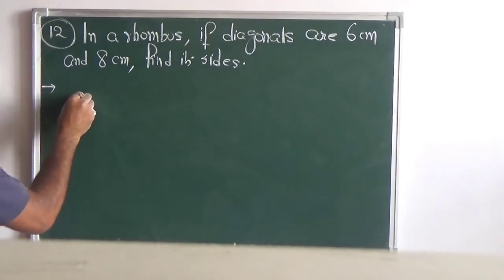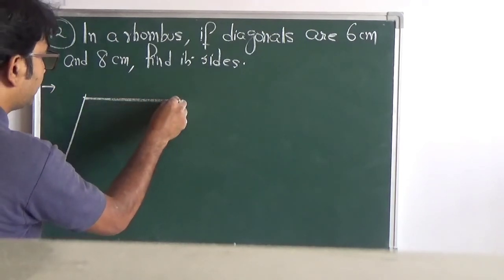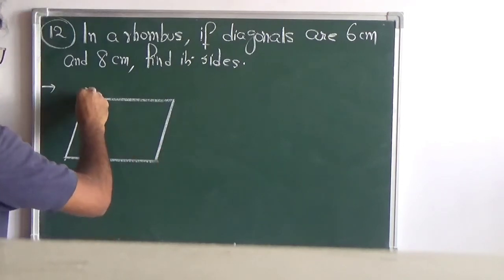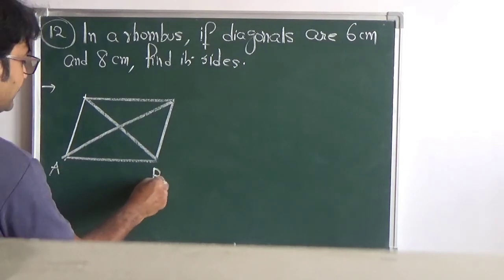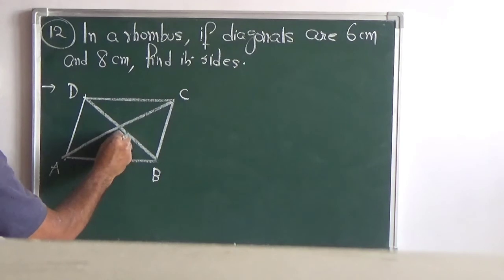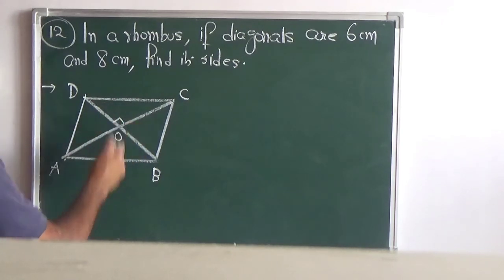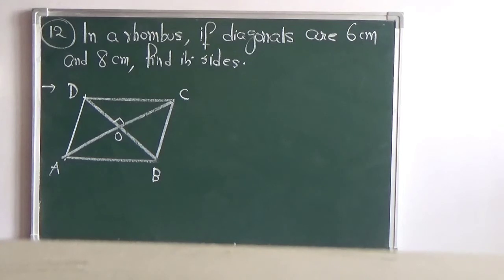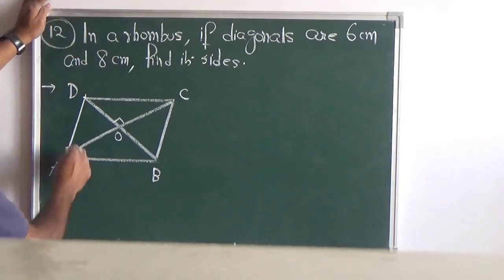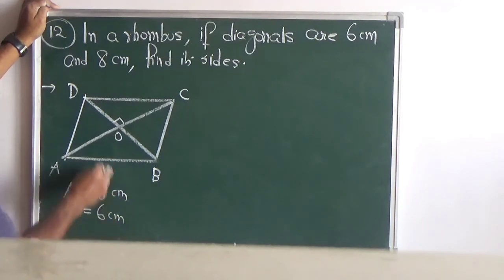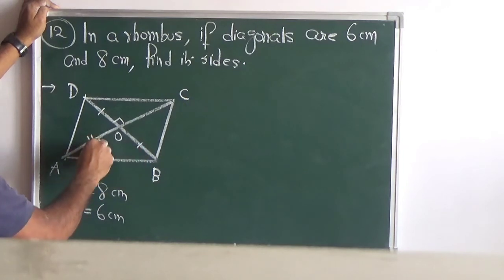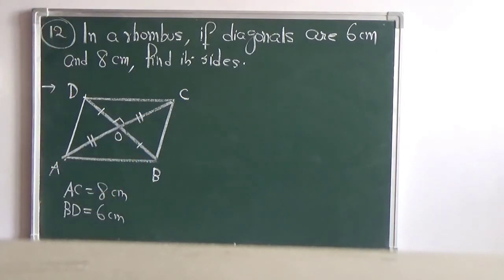So let us draw the rhombus. We know that in a rhombus, the diagonals bisect each other and also at right angles. So this is the right angle, all are right angles, 90 degrees. Now the two diagonals are obviously not of equal length. The longer one is given as 8 centimeters. You can write AC equals 8 centimeter, and the shorter one BD equals 6 centimeter. So this part and this part are equal, and they bisect each other.